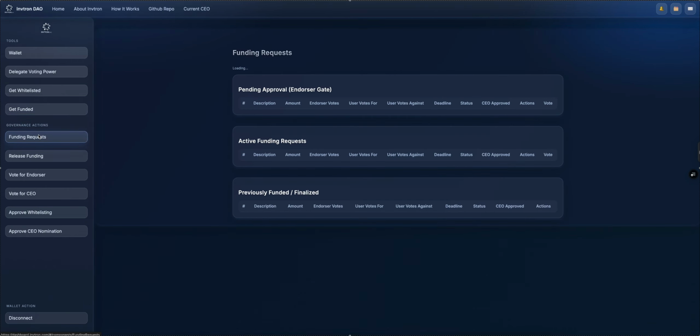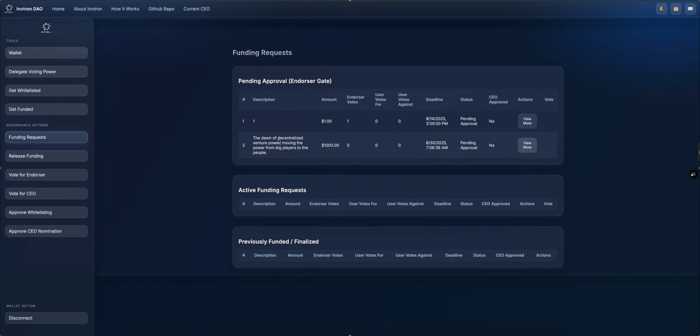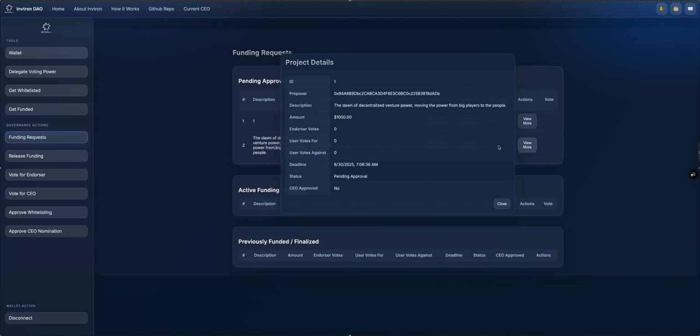Now if we go to funding request, we will find that our funding request here is waiting for approval, right? The dawn of decentralized. If you click here, you will find more information, such as the proposer, the description, the amount required, and the status, and is it approved by the CEO or no.